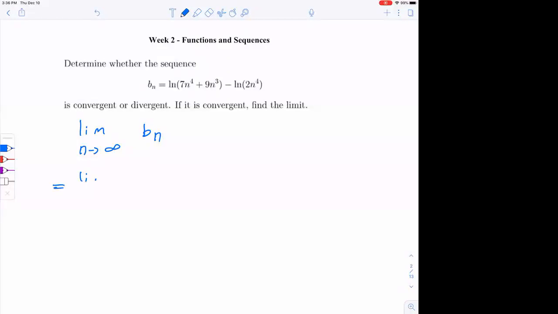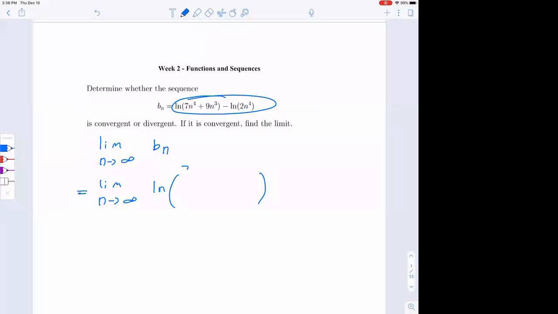So I have a limit as n goes to infinity. And the expression here is logarithmic. We have a log minus another log. So how about we combine that into one logarithmic expression? So we have 7 n to the power 4 plus n to the power 3 multiplied by 9, all divided by 2 n to the power 4. We can go ahead and take the limit as n goes to infinity of the stuff inside of the log and see what happens there.